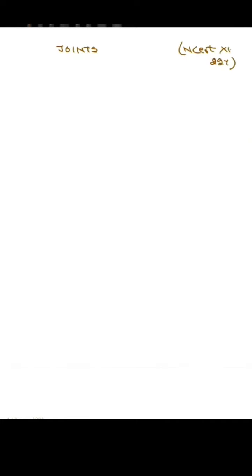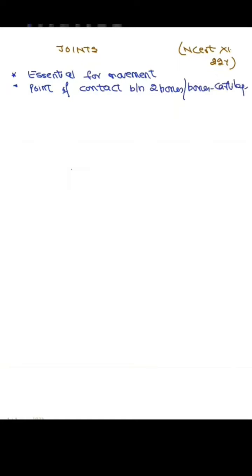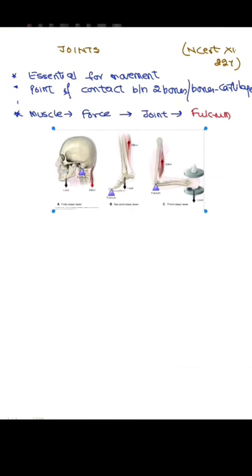Let's see about the topic joints from the NCERT 11th class. Joints are essential for movement as well as locomotion. Then what is a joint? A joint is the point of contact between two bones, or between a bone and cartilage, and it is connected to the muscle. Whenever the muscle generates a force, it is transferred to the joint to carry out the movement through the fulcrum. As you can see in the diagram, some of the fulcrum.